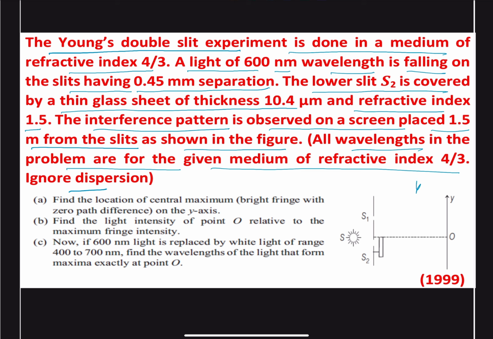So this is a basic figure. We have two slits S1 and S2. S2 is covered by, you can say, a sheet, and this is the screen. So based on this we have three questions. Find the location of the central maxima, that is the bright fringe with zero path difference on the y-axis. Find the light intensity at point O relative to the maximum fringe intensity. And the final one is, now if 600 nanometer light is replaced by a white light of range 400 to 700 nanometer, find the wavelengths of light that form maxima exactly at point O.